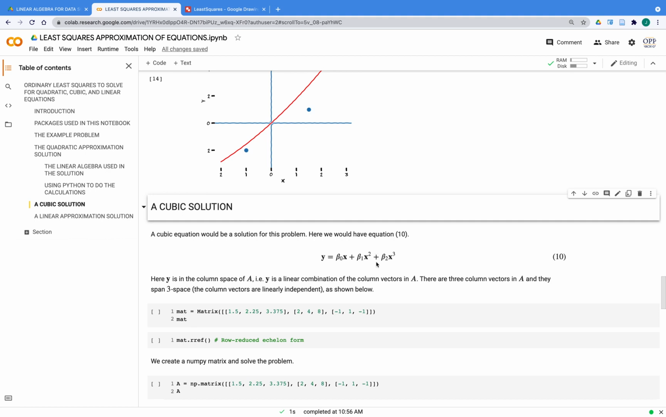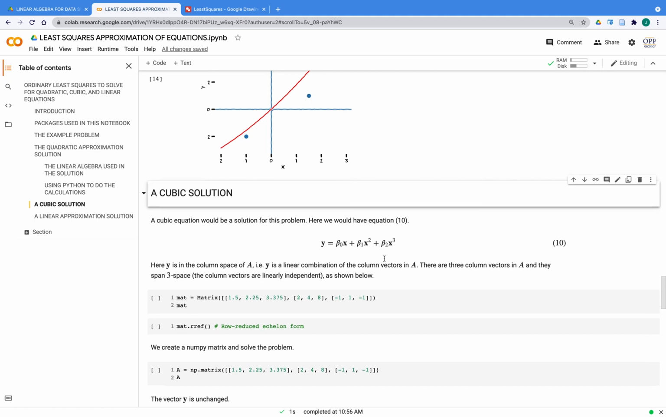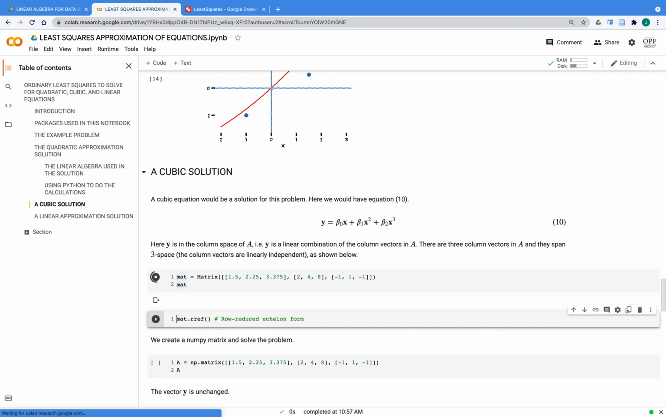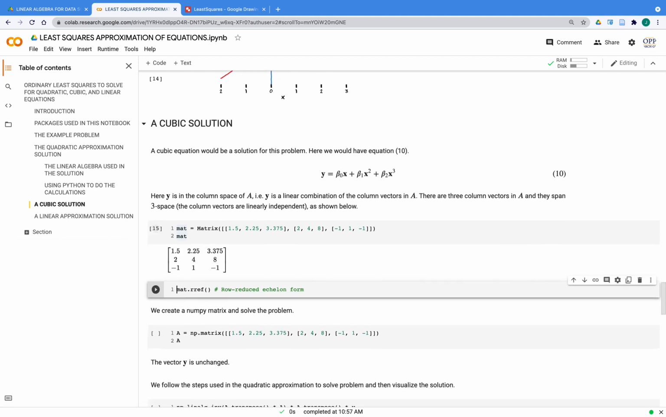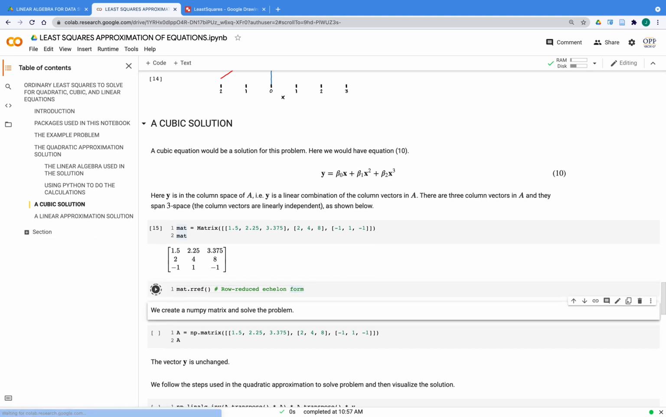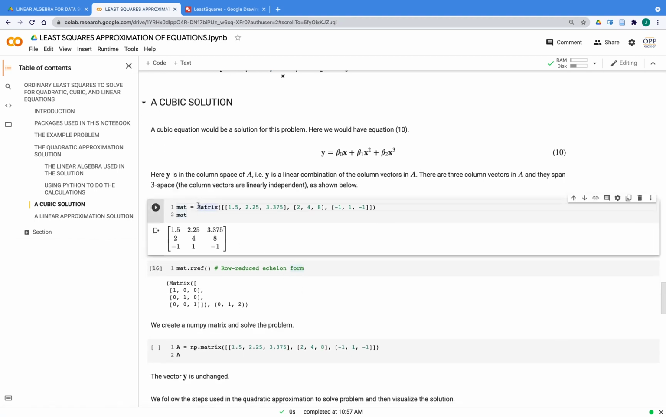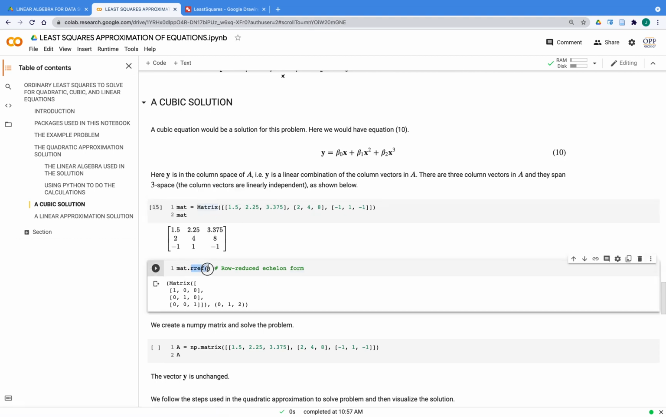But now we have to have 3: beta sub 0, beta sub 1, and beta sub 2. We need 3 coefficients for this problem. So let me just create this matrix. And I'm just going to show you that these things are linearly independent. This column vector x, column vector x squared, column vector x cubed, just doing the row reduced echelon form of that. This is using SymPy. If you don't use SymPy's matrix function there, you won't have this method available to you.